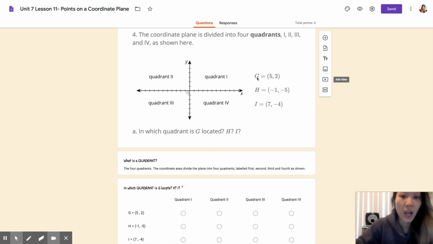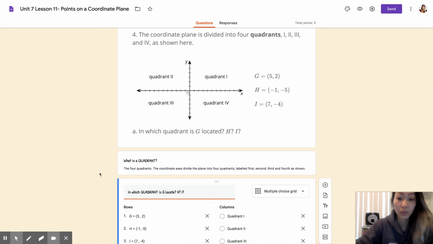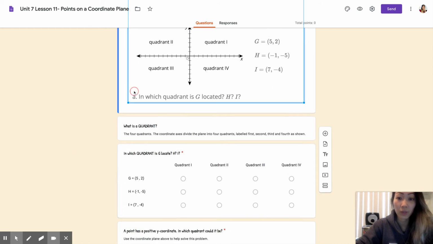So for G, I know that the x-coordinate is 5, and the y-coordinate is 2. So I'm going to go, positives go here. So 1, 2, 3, 4, 5. So that is where my x is. Then my 2, positive 2 goes up or down? It should go up. So I go 1, 2. So which quadrant is G in? So what quadrant is this? 1. So I'm going to put 1 right here. So this would be quadrant 1.